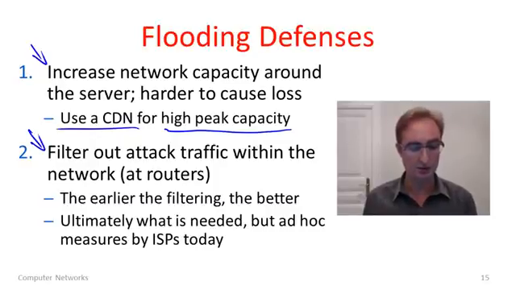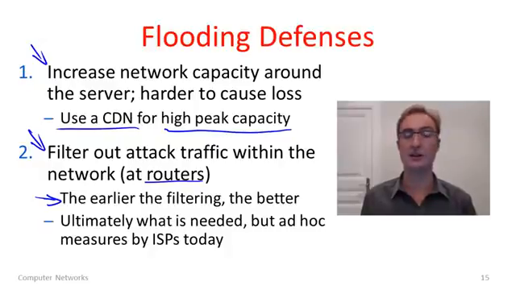Okay, and the second approach, and this is what we really want to do to deal with the DDoS flood, is to filter out the attack traffic within the network. This means at the routers within the network. And really here, the earlier the filtering is done, the closer to the source and the further away from the victim, the better. Because there's more capacity in the network, it won't be clogged up yet. So this is really what we need to do to deal with distributed denial of service attacks today. It's ultimately what's needed. It's somewhat done today, but the measures are employed by ISPs in a fairly ad hoc way. You might need to call up your ISP, for instance, so that they can find out what's going on, and it's not really automated.